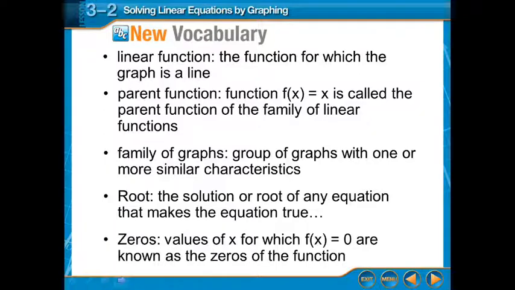The zeros are the values of x for which f of x, or the function value given the input of x, is equal to 0. And these are known as the zeros of the function. If you could keep in mind, there's a really great example in your textbook on page 163, and it talks about the fact that x-intercepts, solutions, and roots and zeros are really all closely related. And that's what you're going to be working with today.